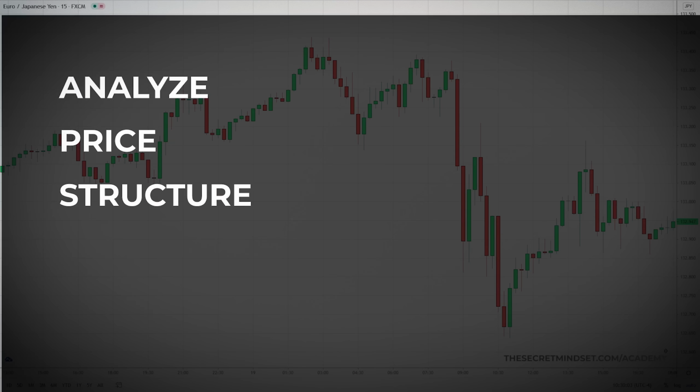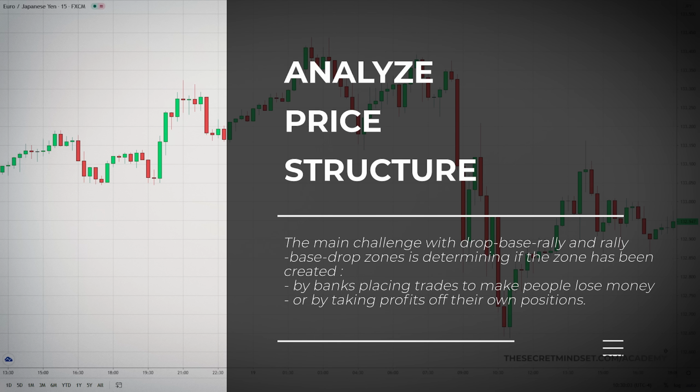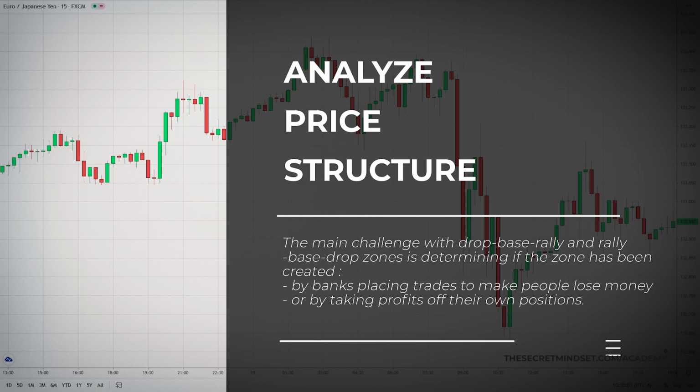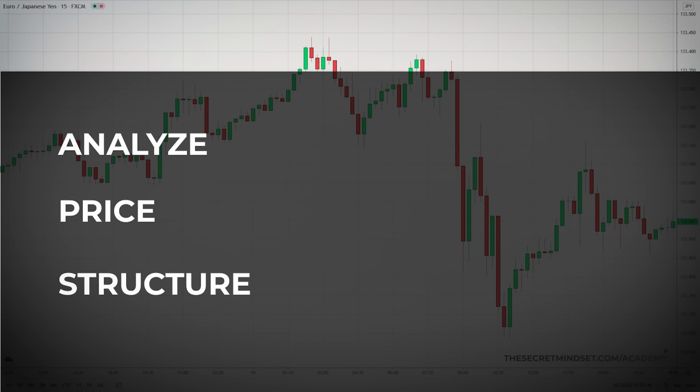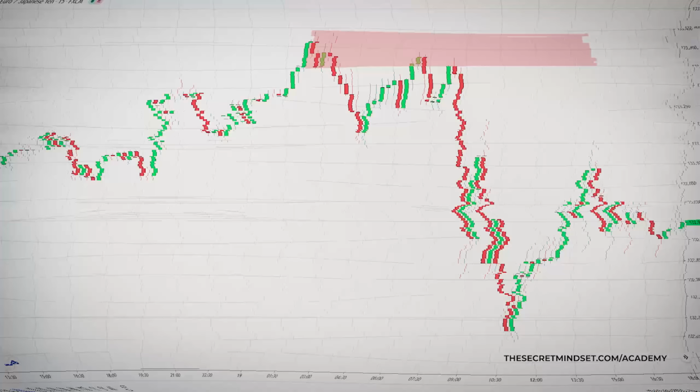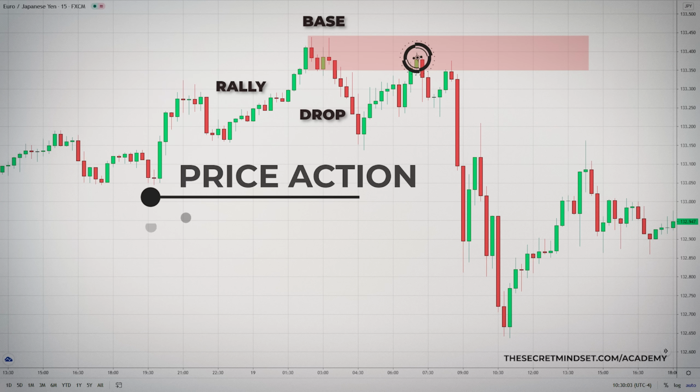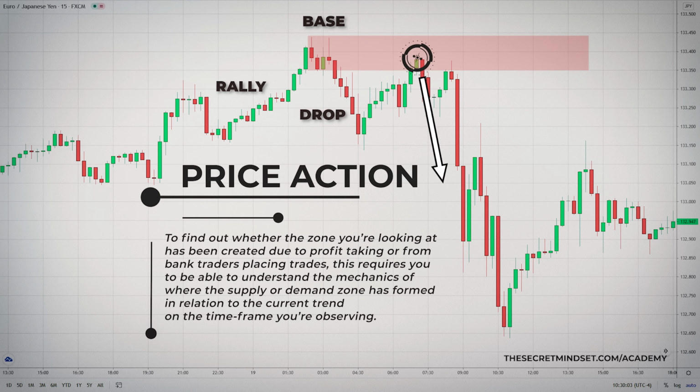The main problem with the drop-based rally or the rally-based drop zones is determining if the zone has been created by banks placing trades to make people lose money or by taking profits of their own positions. To find out whether the zone you're looking at has been created due to profit-taking or from bank traders placing trades, this requires you to be able to understand the mechanics of where the supply or demand zone has formed in relation to the current trend on the time frame you're observing.